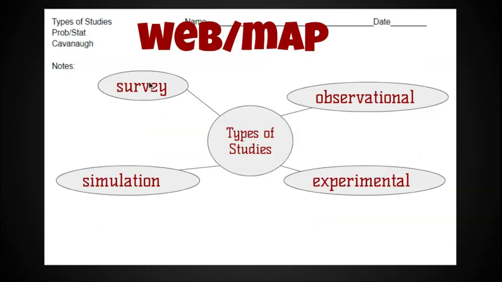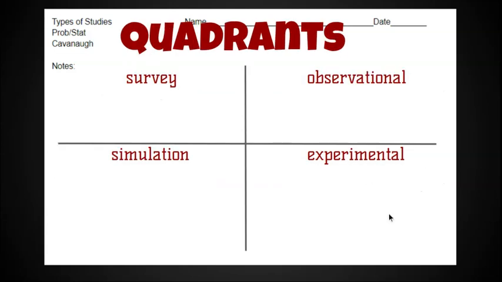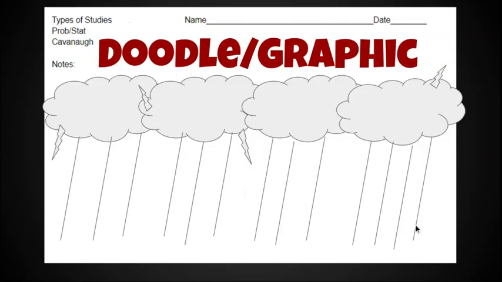Types of studies, you can do a web or a map. I'm sure you're familiar with that. You could do quadrants if your brain finds that appealing. You can even get crazy, do a doodle or graphic. You can do like a tree with 4 branches or something like that as well. So decide how you're going to take notes.